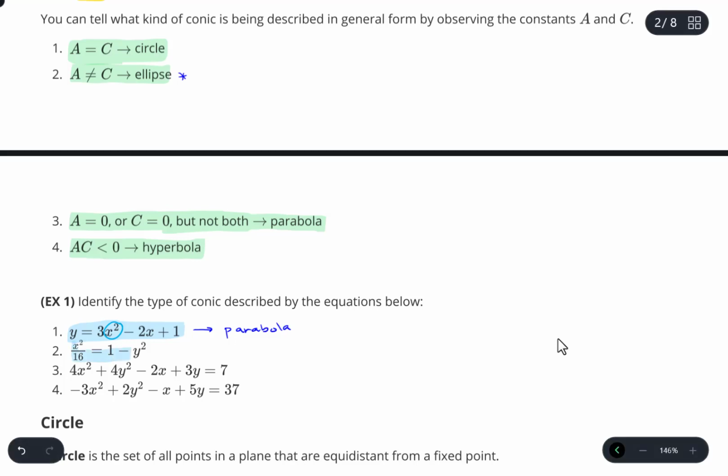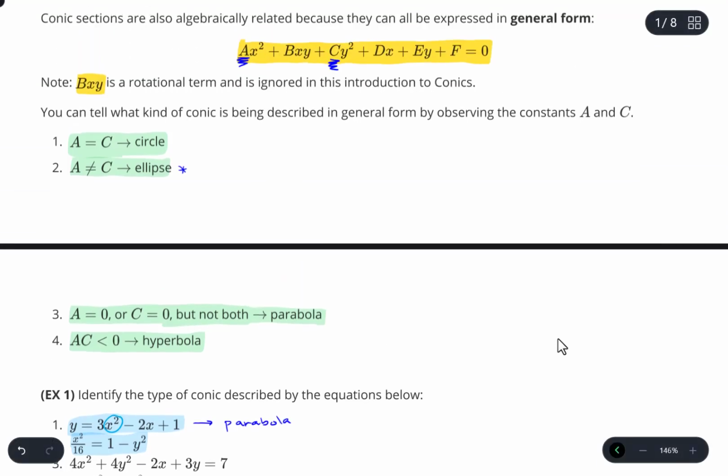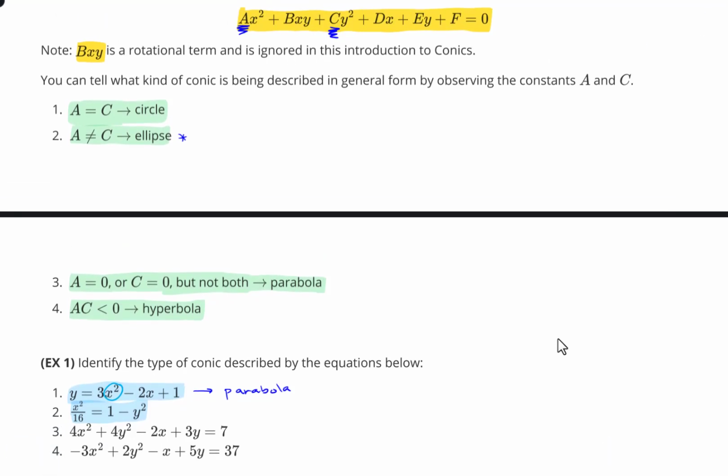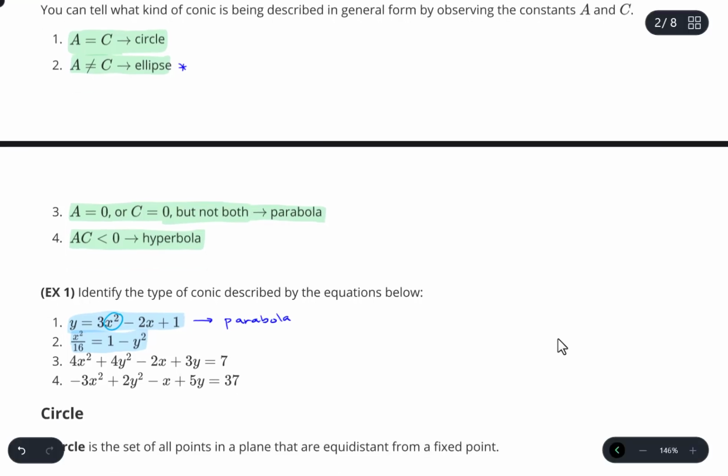In the next one, both terms are squared. I'm not quite in the general form here, because in general form you have everything on one side set equal to 0. But I can definitely tell that x and y would both be positive, and the multiplier on x is 1/16, and if this negative y squared was on the other side, it would have a coefficient of positive 1. So the coefficients are not equal to one another on the squared terms, so that would produce an ellipse.